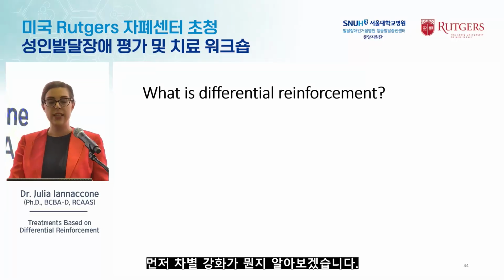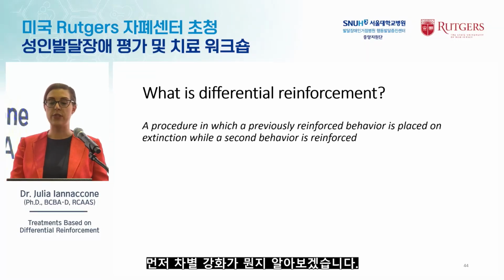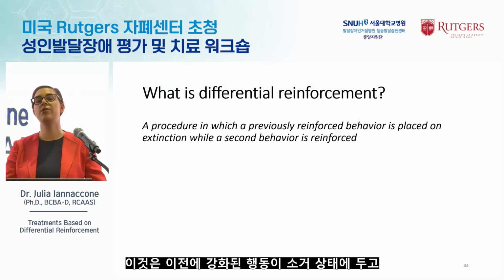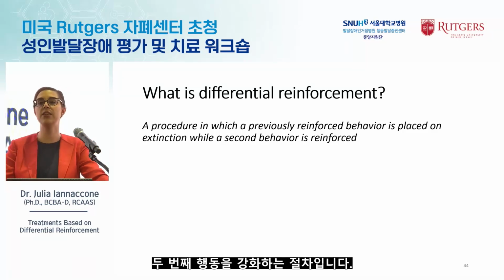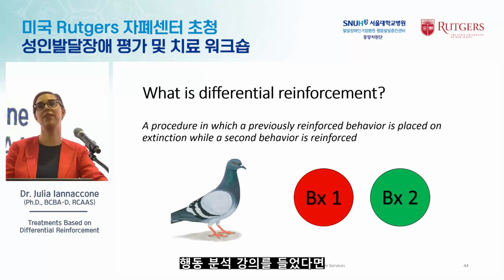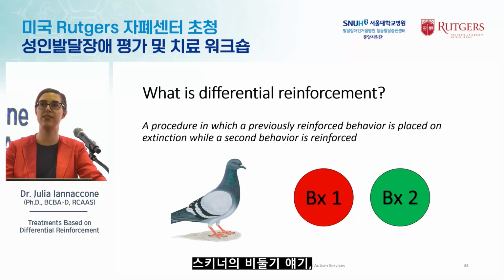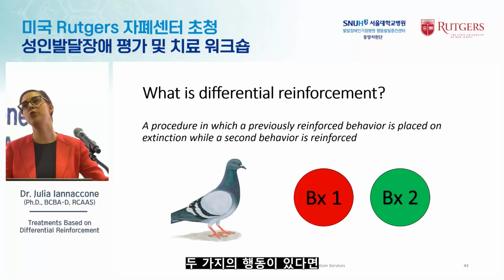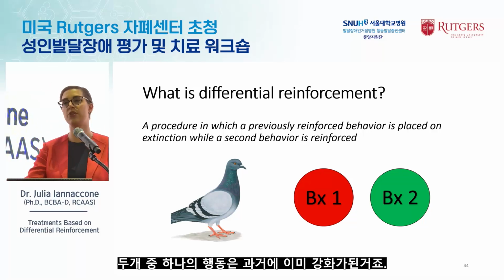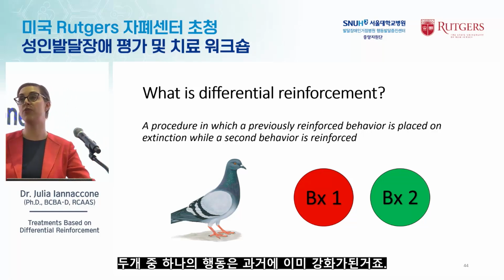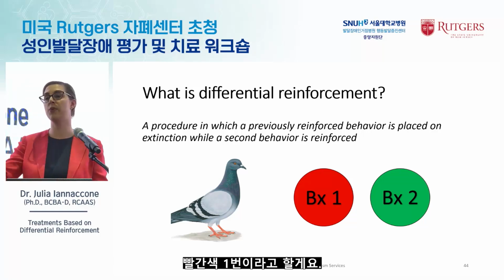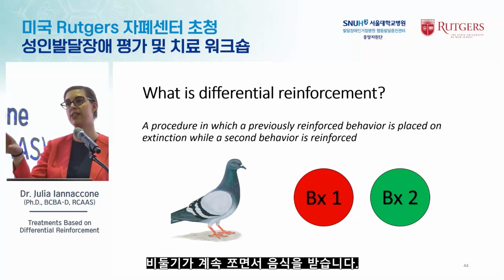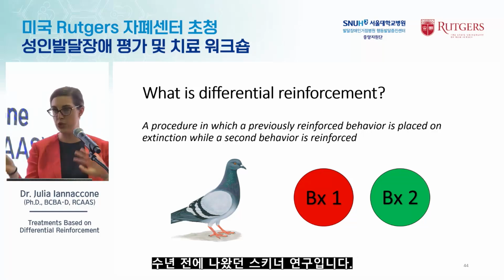So really quickly, to answer what is differential reinforcement: this is a procedure in which a previously reinforced behavior is placed on extinction, while a second behavior is reinforced. If any of you took coursework on behavior analysis, you remember B.F. Skinner and his pigeons, where all of our schedules of reinforcement came from originally. So you have two behaviors, behavior 1 and behavior 2. One of them has been reinforced in the past. Let's say it's the red one, behavior 1. So the pigeon pecks and he gets food, right? That's classic Skinner, years ago.